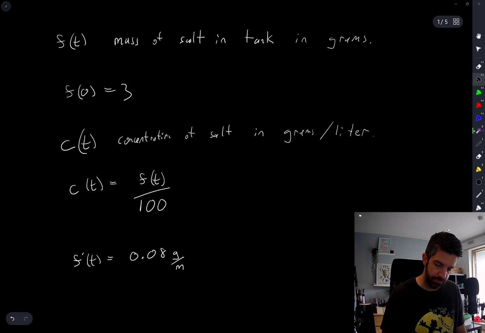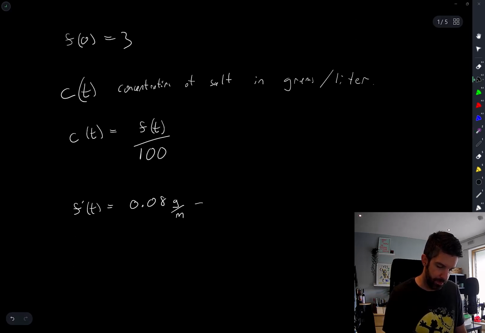And we also have salt flowing out. So C of t is the concentration at any point in time, and we have to multiply that by the rate at which the water is leaving, which is again 4 liters per minute.